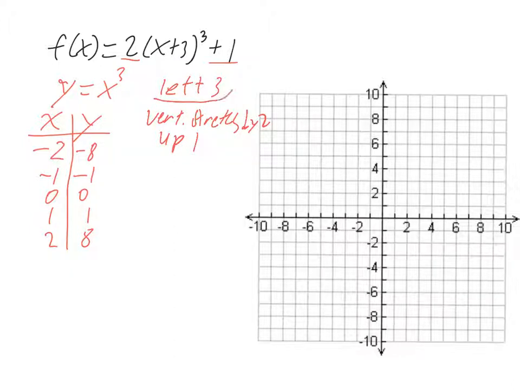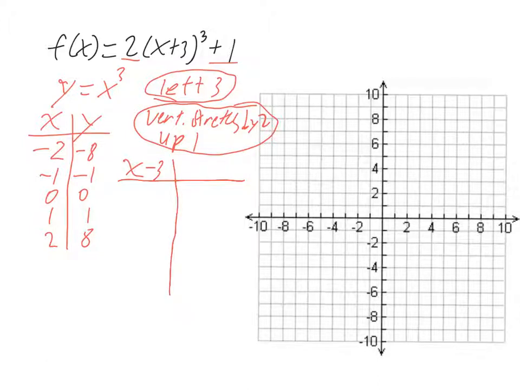Now the left 3 is a left right or a horizontal change. The other transformations are vertical changes, so those are affecting the y as opposed to this, which is affecting the x. And so if we're going to go left 3 units, we're actually going to subtract 3 from each x value because they're going to the left. The y values, we're stretching by a factor of 2, so we're multiplying each y value by 2 and then going up 1, so we're then adding 1.